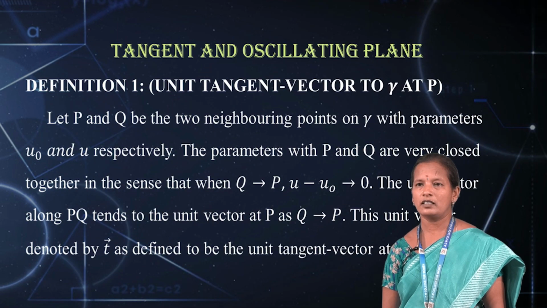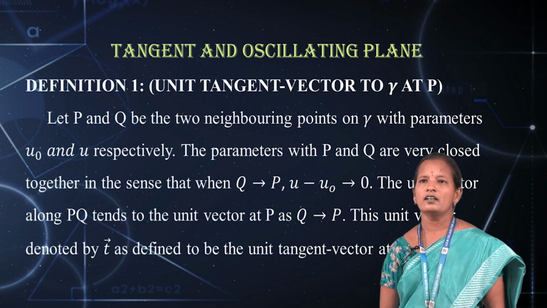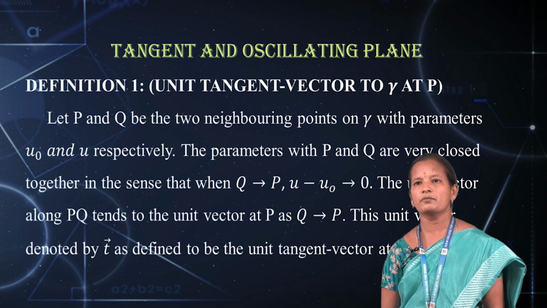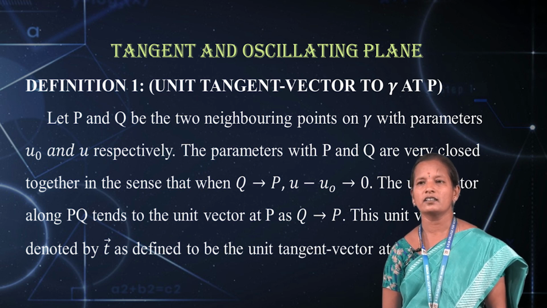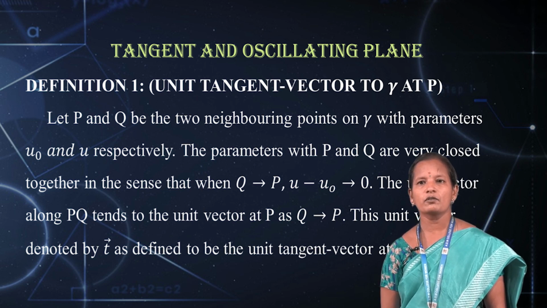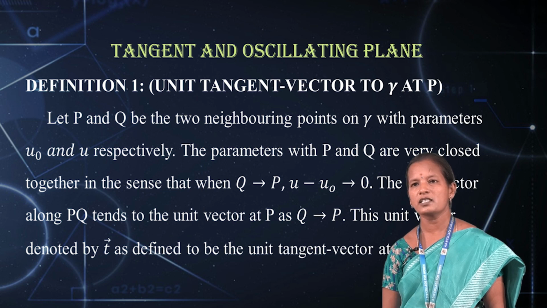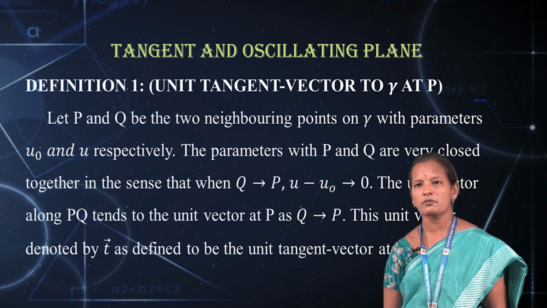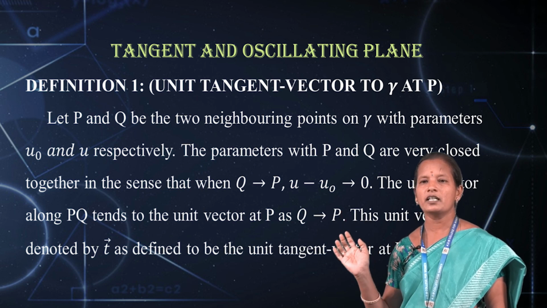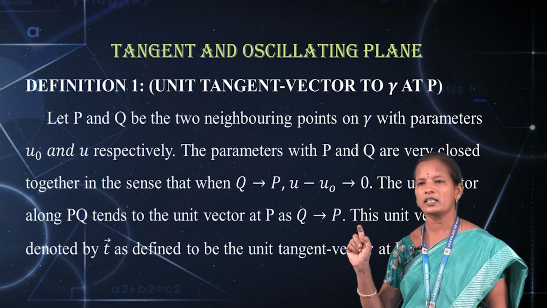Next, let us go for the definitions: tangent and osculating plane. What is meant by tangent plane and osculating plane? First, the definition of tangent vector at P. Let P and Q be two neighboring points on gamma with the parameters u0 and u respectively. The parameters of P and Q are very close together, in the sense that when Q tends to P, u minus u0 tends to 0. The unit vector along PQ tends to the unit vector at P as Q tends to P. This unit vector is denoted by T vector and is defined to be the unit tangent vector at P.